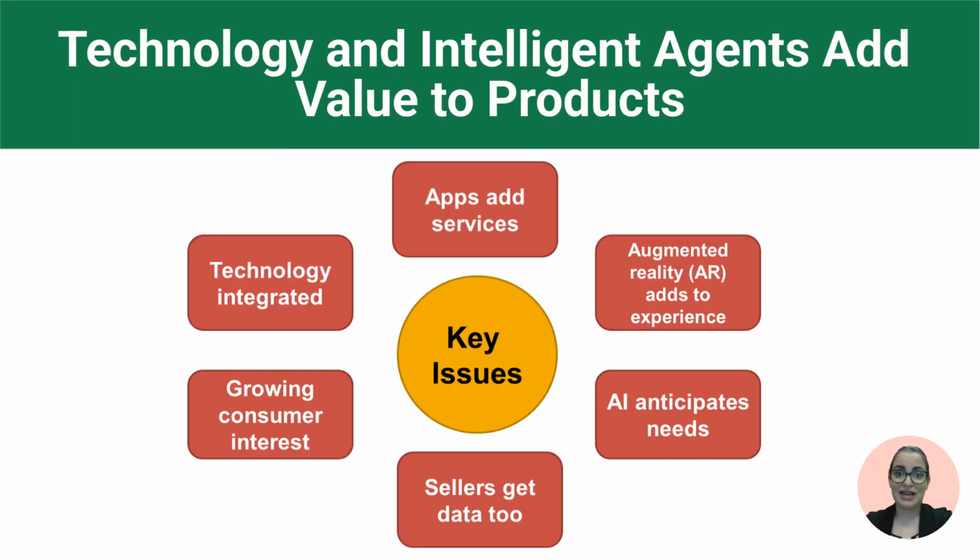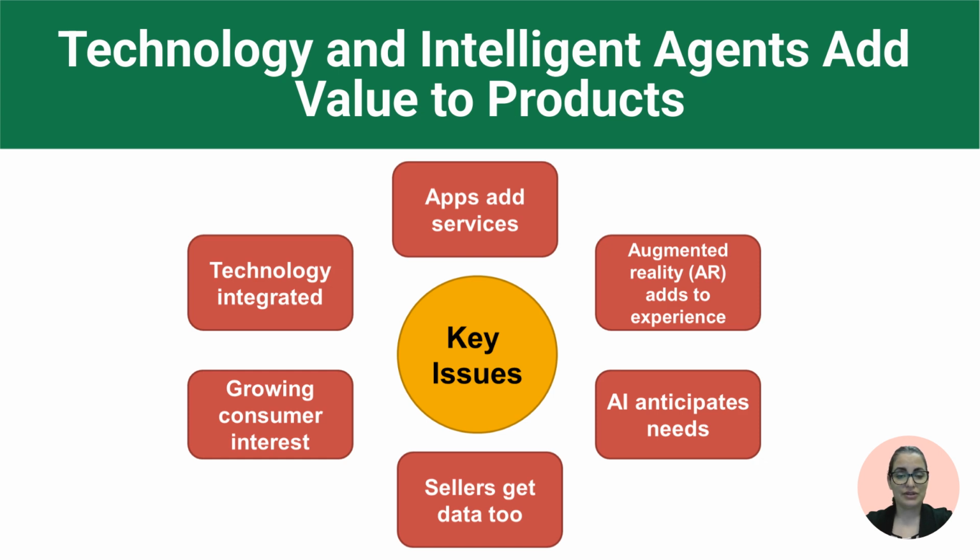Technology increasingly enhances products by adding convenience, personalization, and intelligence. Smart devices, apps, and AI tools transform traditional products into dynamic solutions. Technology is now a core component of competitive advantage. For example, augmented reality overlays a computer-generated image, sound, text, or video on a user's view of the physical world. It can augment the customer's experience of a product.